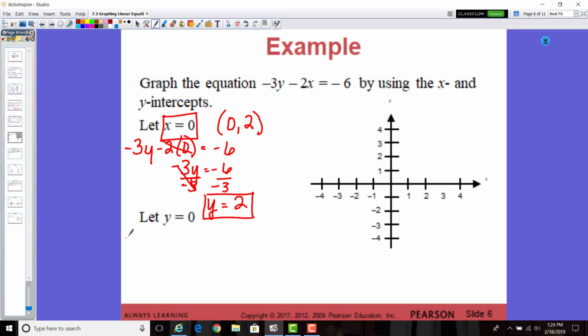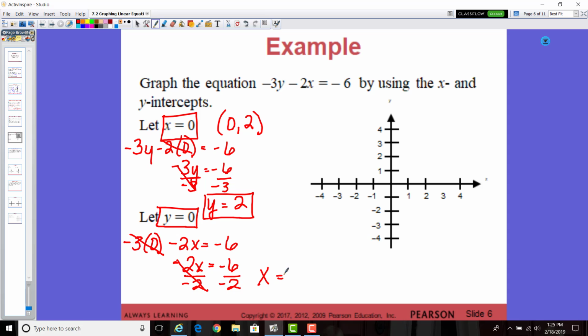I need to find another one. So to find my other intercept, I do the opposite. Now I let y equal 0. So -3 times y, which is now 0, minus 2x equals -6. Now if y is 0, I'm now solving for x. -3 times 0 is 0. That cancels out. So I have -2x equals -6. Again, use my inverse operations by dividing by -2, and x will equal +3. So this time, if y was 0, we found x to be 3.